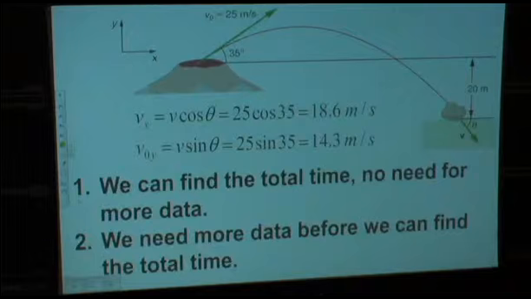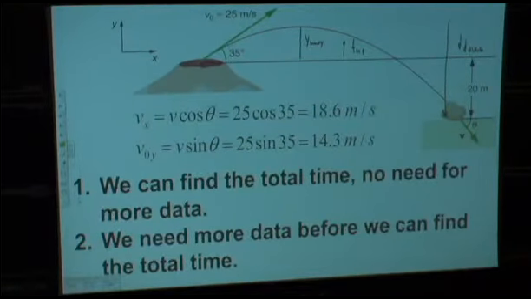And of course, on one hand, we can always calculate how much time would it take to reach the maximum height. And then we can calculate how much time does it take to reach the ground. Yeah, that's what we call time up. That's what we call time down, right? And if we add them up all together, that will give us the total time.